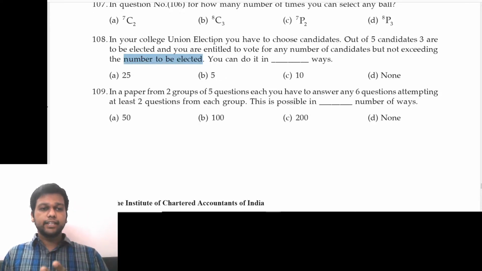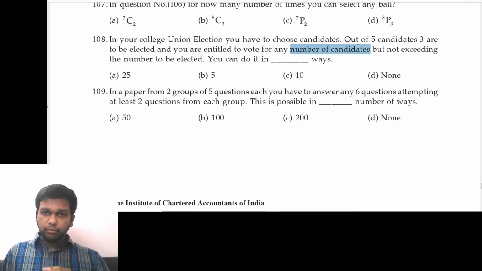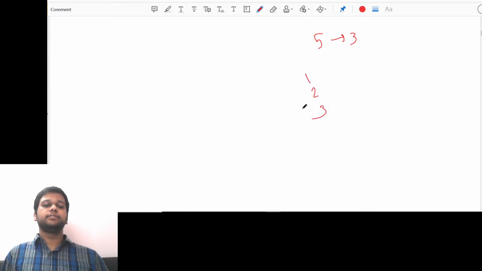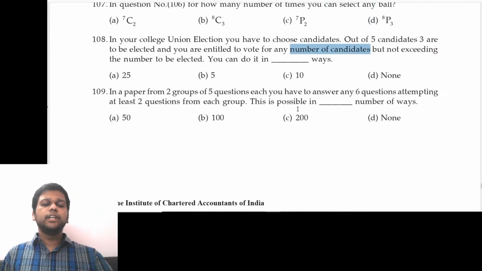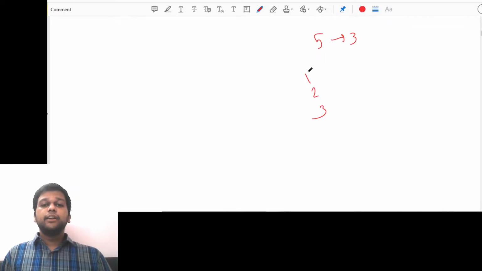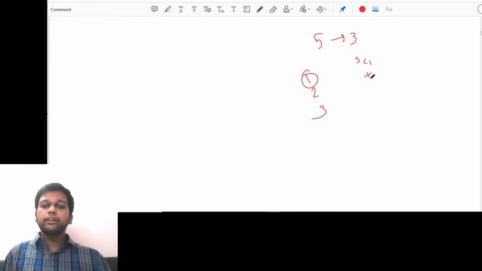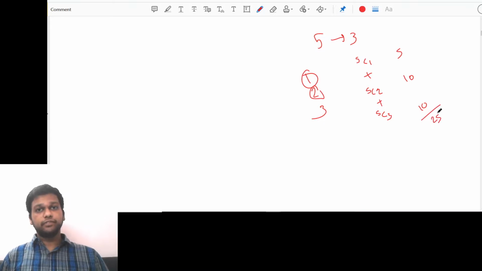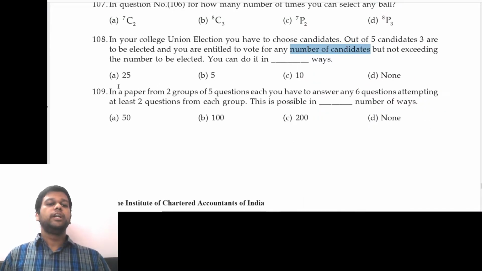So let's read the sentence again. You are entitled to vote for any number of candidates, but not exceeding 3. That means you can vote for either 1 candidate or 2 candidates or 3 candidates. We can select 1 candidate in 5C1 ways out of 5, plus we can select 2 candidates in 5C2 ways, or we can select 3 candidates in 5C3 ways. So that will be 5 plus 10 plus 10. So the answer will be 25.